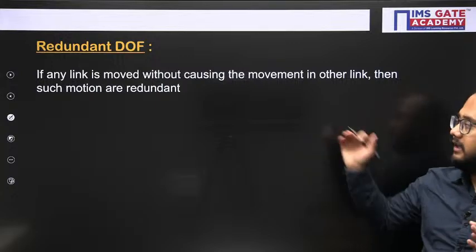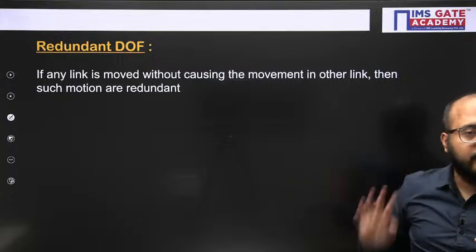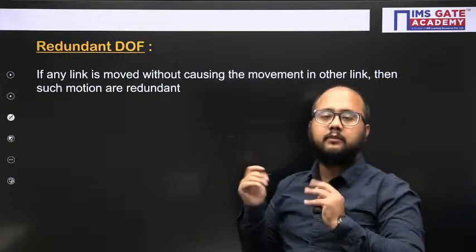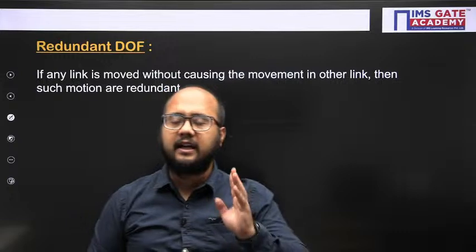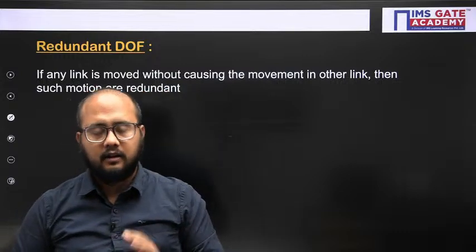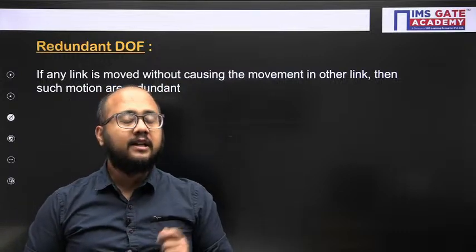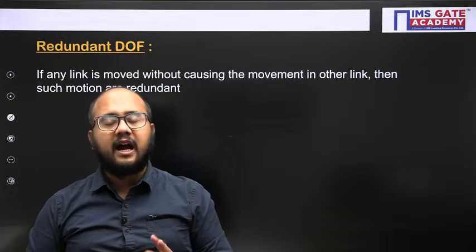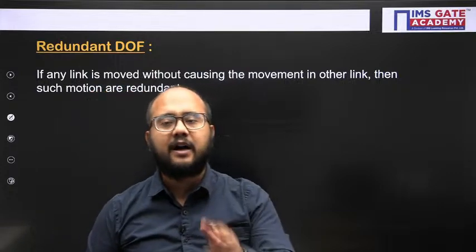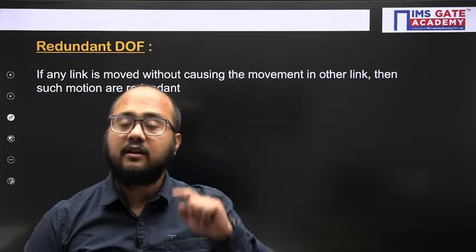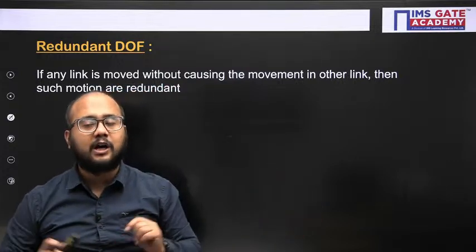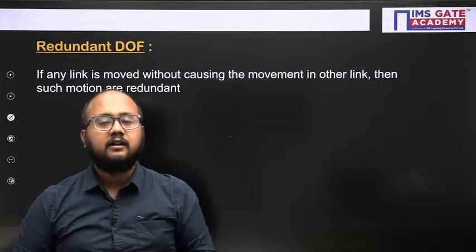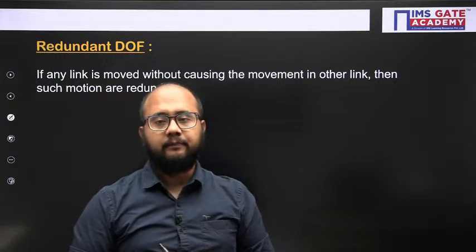If any particular link is moving in the mechanism, but it is not affecting the mechanism. For example, I am moving any one particular link in a given mechanism, but that link is moving and it is not affecting other parts of the mechanism, then that kind of motion that particular link is performing without affecting other links is known as redundant degree of freedom.